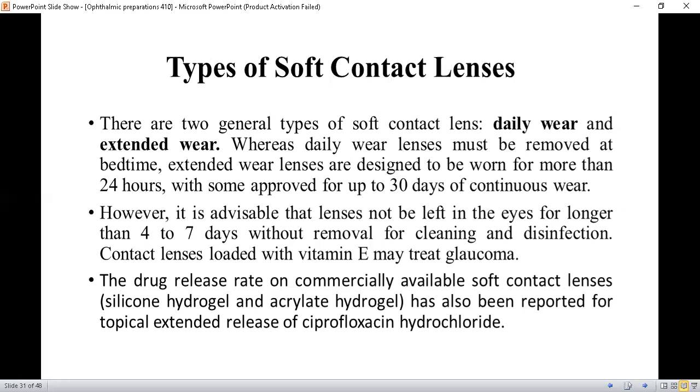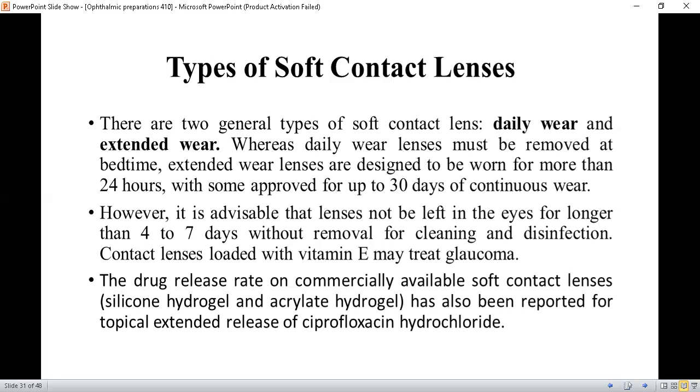However, some extended wear lenses are designed to be worn for more than 24 hours, or some approved for up to 30 days of continuous wear. However, it is advisable that the lens must not be left in the eyes for longer than 4 to 7 days without removal for cleaning and disinfection. Cleaning and disinfection of the lenses are necessary. If you do not clean them, they may create problems and can cause infection of the eye.